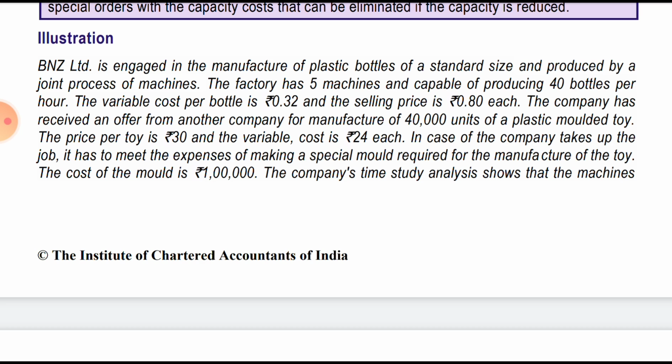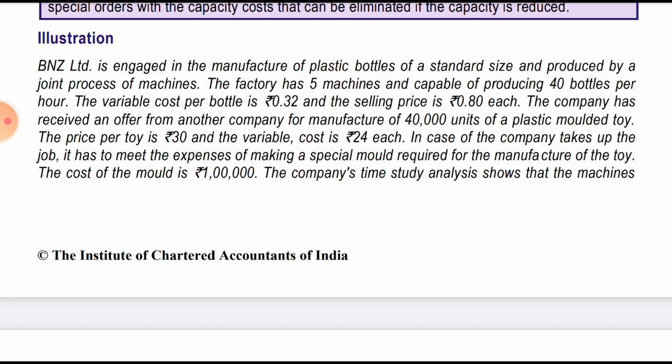The company has received an offer from another department for the manufacture of 40,000 units of a plastic molded toy. The price per toy is 30 and the variable cost is 24. So the company has received an offer for manufacturing 40,000 plastic molded toys. The company is in the business of bottles. It has received an offer for the toy with a price of 30 and a manufacturing cost of 24.